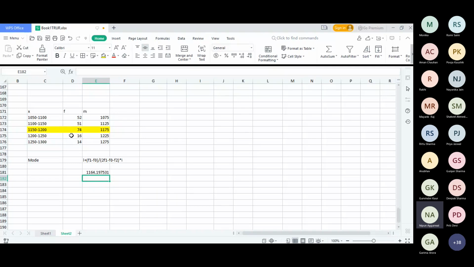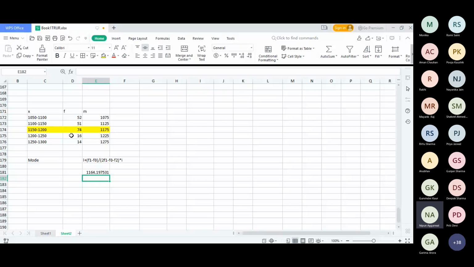So 1164.19 represents the value which is repeating the maximum number of times in the data. In that way, you can calculate the mean, median, and mode of any data of any nature. That is the way we can find the central tendency measures. I've already explained where you can calculate the mean, the mode, and the median. Each and every measure of central tendency has its own meaning and its own implication.